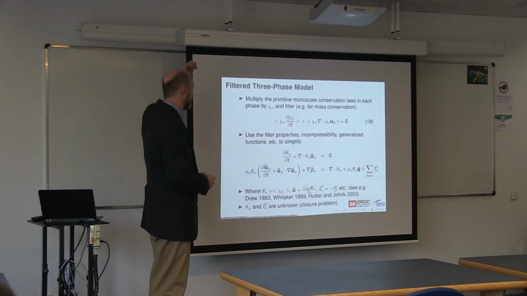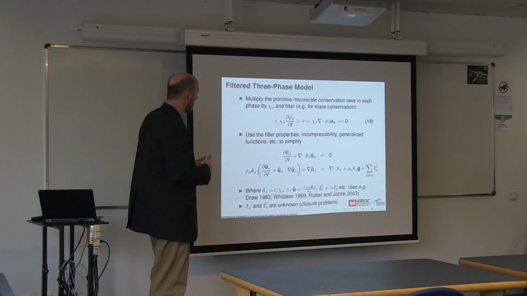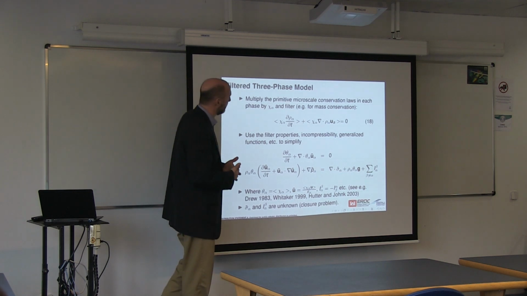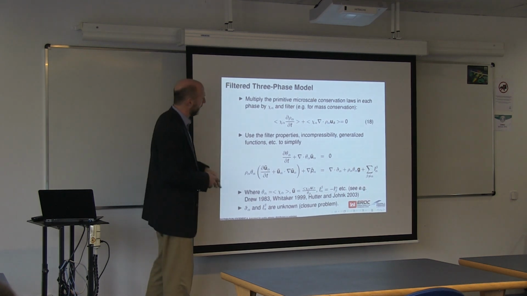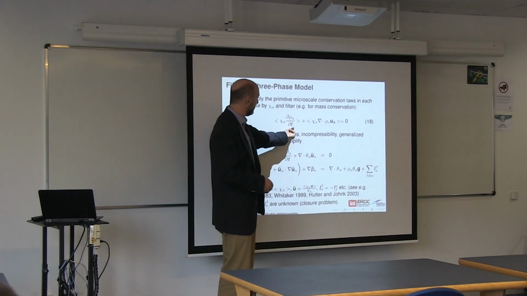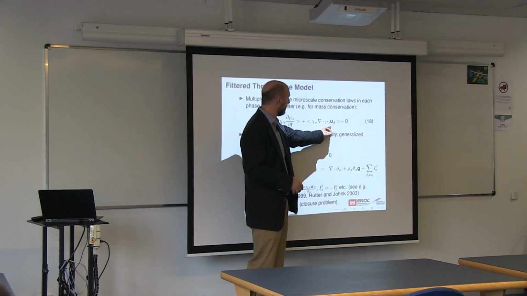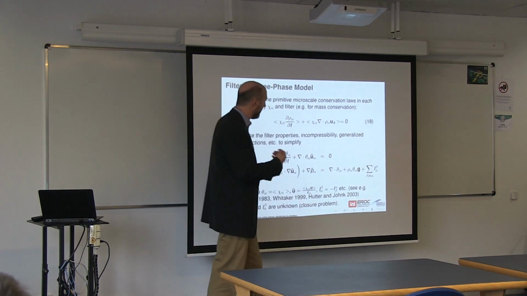So if I just look at the mass conservation for one of the phases alpha, my mass conservation statement would be ∂(ρ_α)/∂t plus div dot (ρ_α u_α) at the microscale.